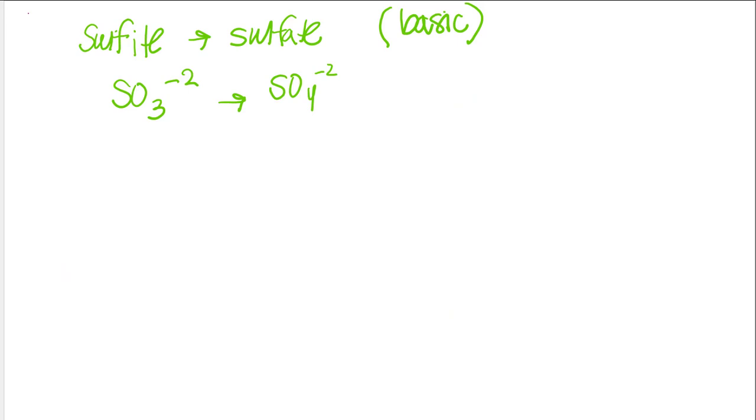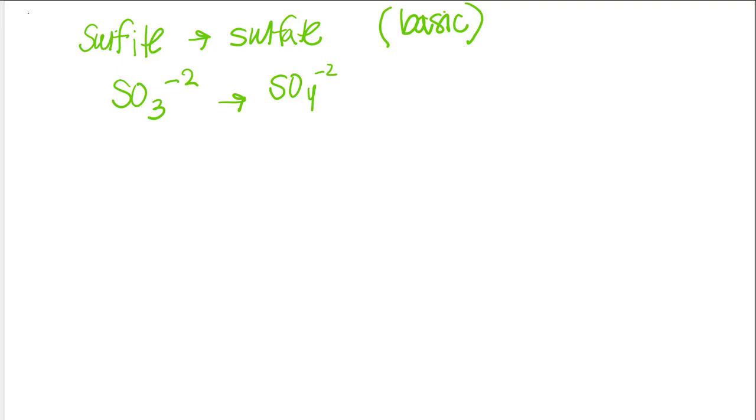Let's look at this next example under our basic solutions. Again, we're going to do everything we would with an acid, but there's one more step. We're going to add enough hydroxides to both sides to neutralize the H+. So we have sulfite converting into sulfate. So we have SO3 2 minus going to SO4 2 minus.